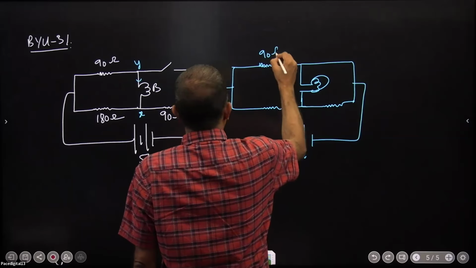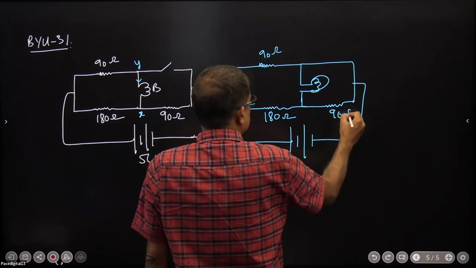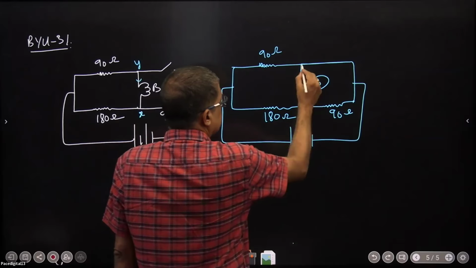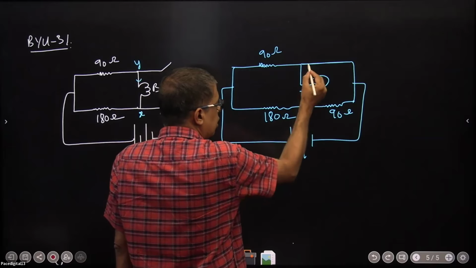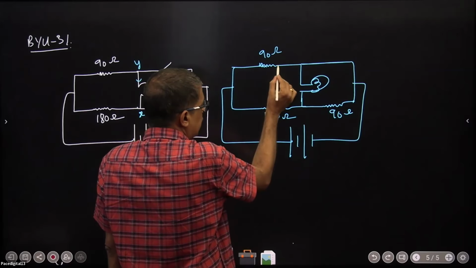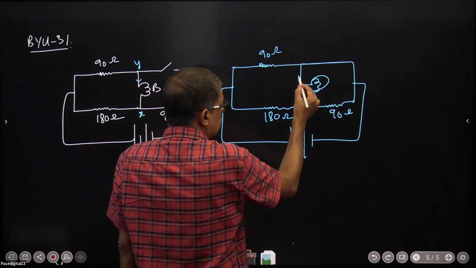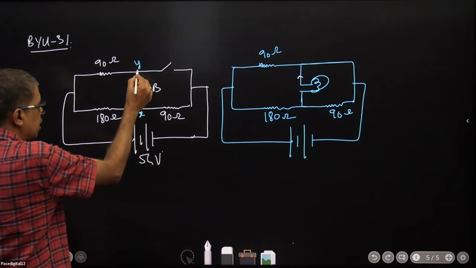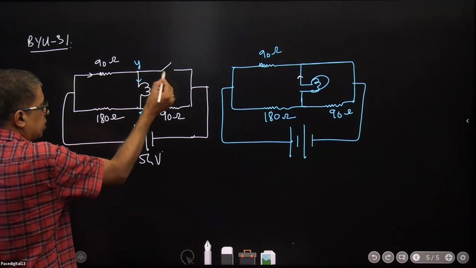This is 90 ohms, 180 ohms, and 90 ohms. Now this is a short circuited branch. In a short circuited branch, if current comes this way, nothing will go into this. Everything will go into this. So current must come this way. In this case, current has to go this way because whatever current comes into this branch has to go, because this is open.